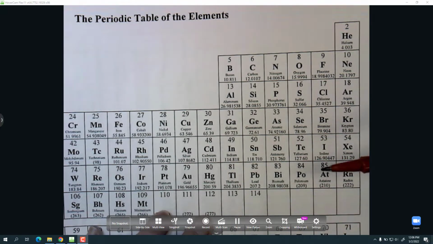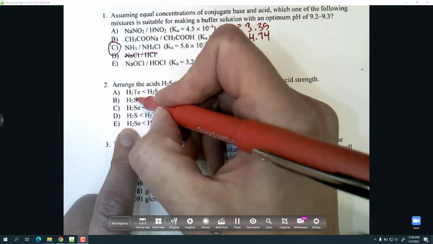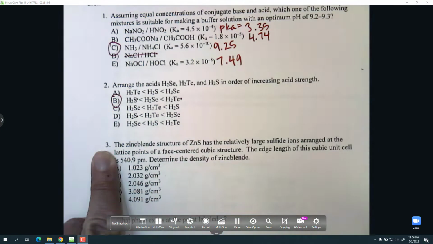The hydrogen's far from the nucleus, it's not very electronegative, versus the sulfur should be more electronegative and smaller, so it's closer to the nucleus. So I think tellurium should make the strongest acid, sulfur should make the weakest. And when I look at my choices, let's see, there's sulfur, and there's tellurium, so that looks like my best choice.